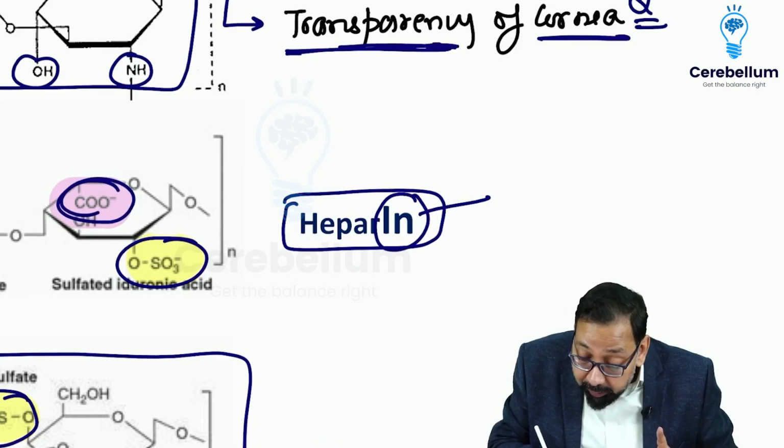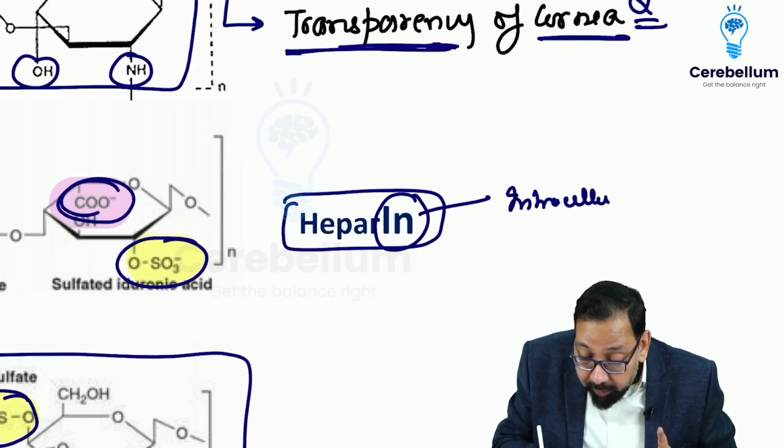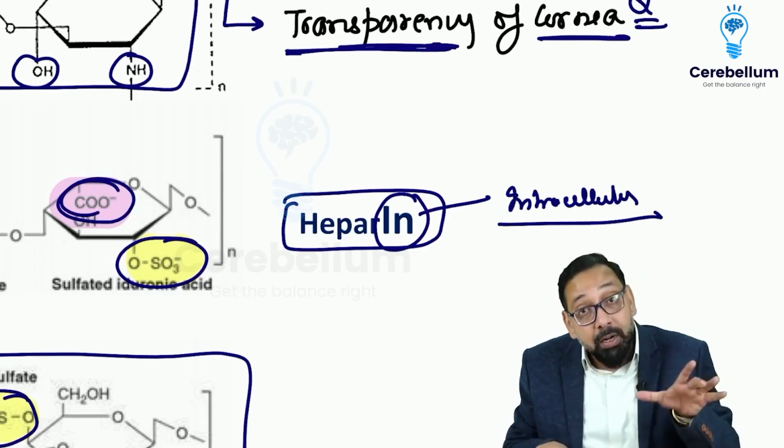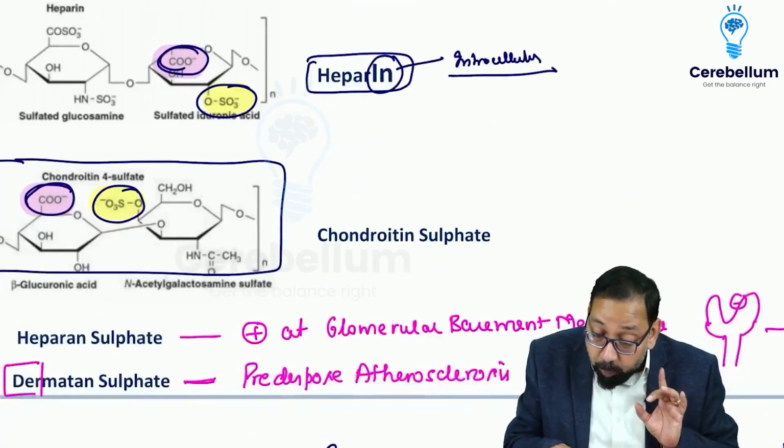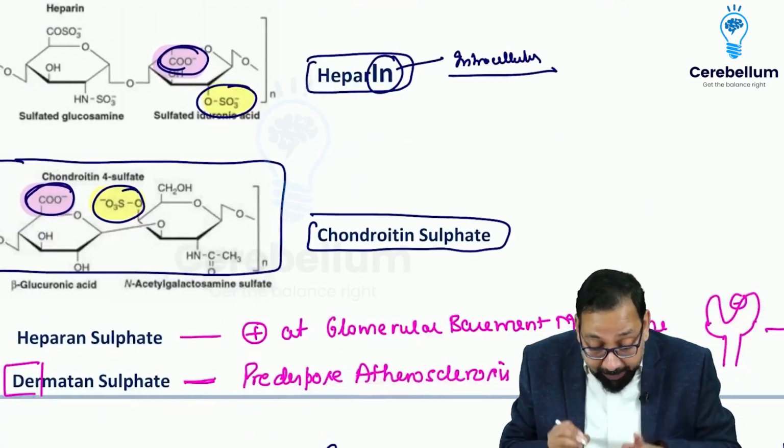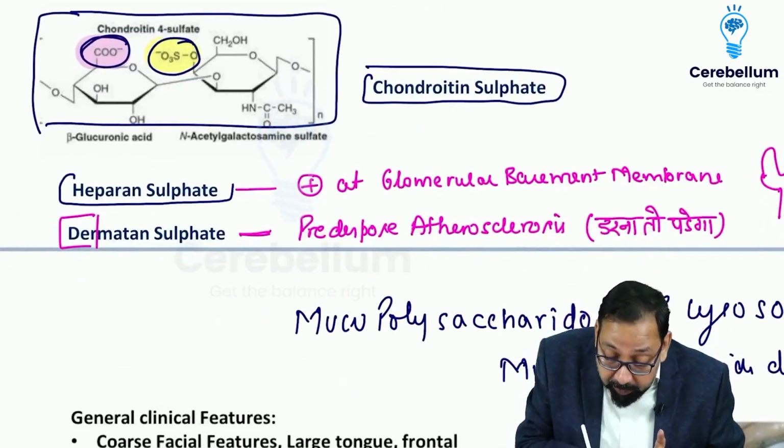In means this is intracellular. Intracellular. All others are extracellular. Next glycosaminoglycan is chondroitin sulfate. Next glycosaminoglycan is heparan sulfate.